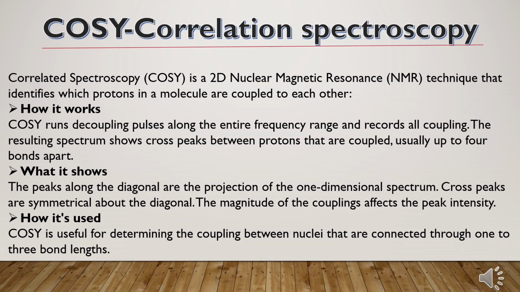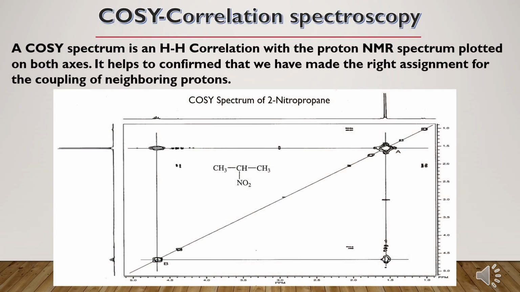What does it show? The peaks along the diagonal are the projection of the one-dimensional spectrum. Cross peaks are symmetrical about the diagonal. The magnitude of the coupling affects the peak intensity. How is it used? COSY is useful for determining the coupling between nuclei that are connected through 1 to 3 bond lengths. A COSY spectrum is a proton-proton correlation with the proton NMR spectrum plotted on both axes. It helps to confirm that we have made the right assignment for the coupling of neighboring protons.